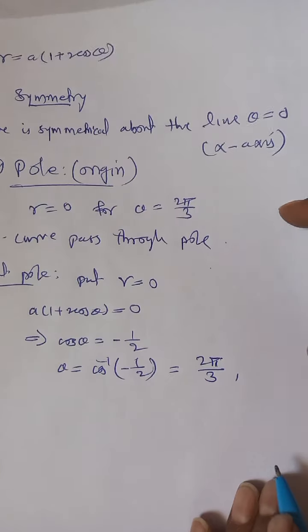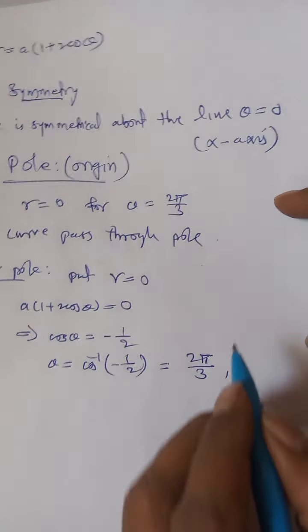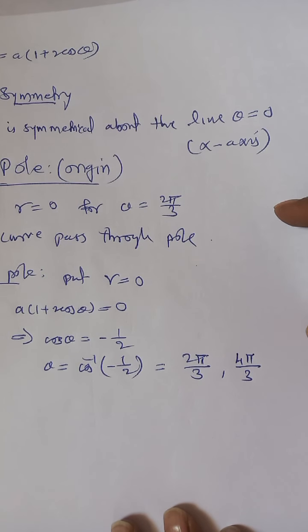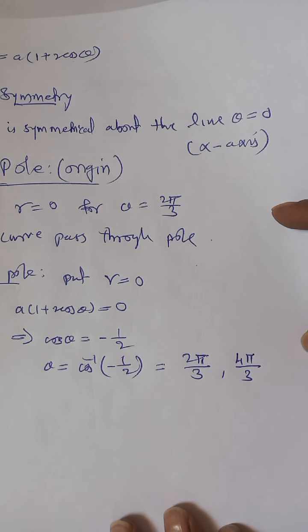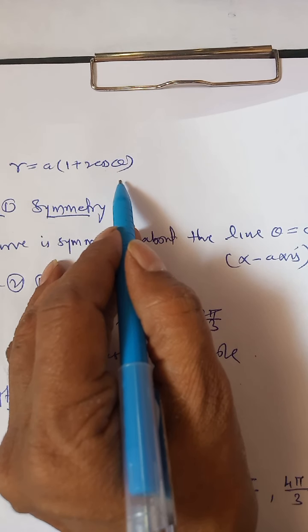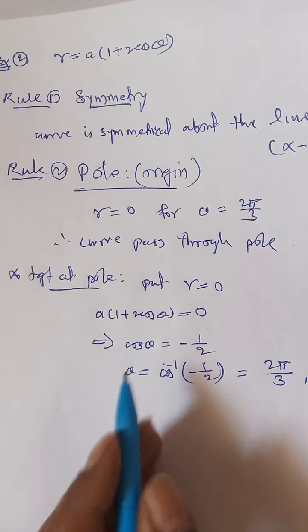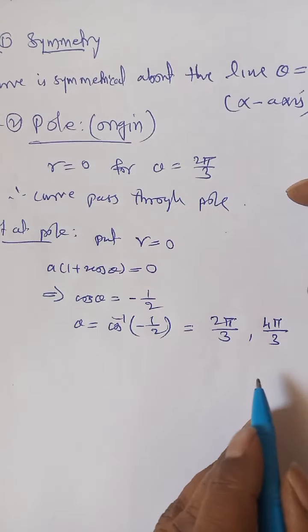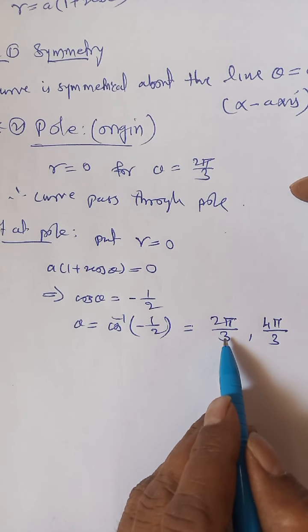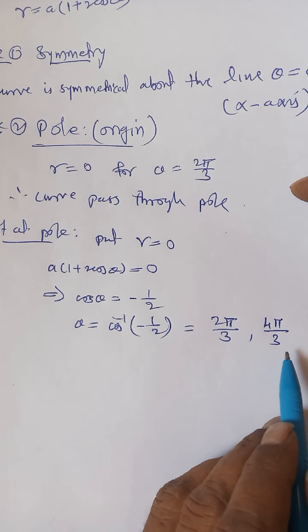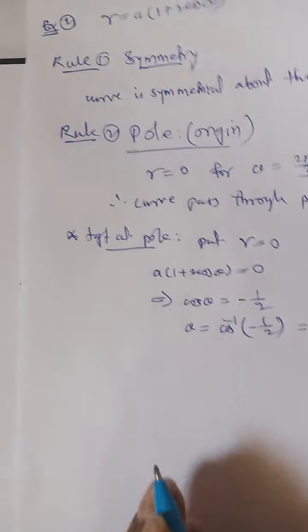Is it 2 pi by 3 only? No. One more theta we will get, that is 4 pi by 3. You can check these values: cos 4 pi by 3 is minus half. Okay. So the equations of the tangents to the pole are theta equals 2 pi by 3 and 4 pi by 3. So these are the tangents to the pole.